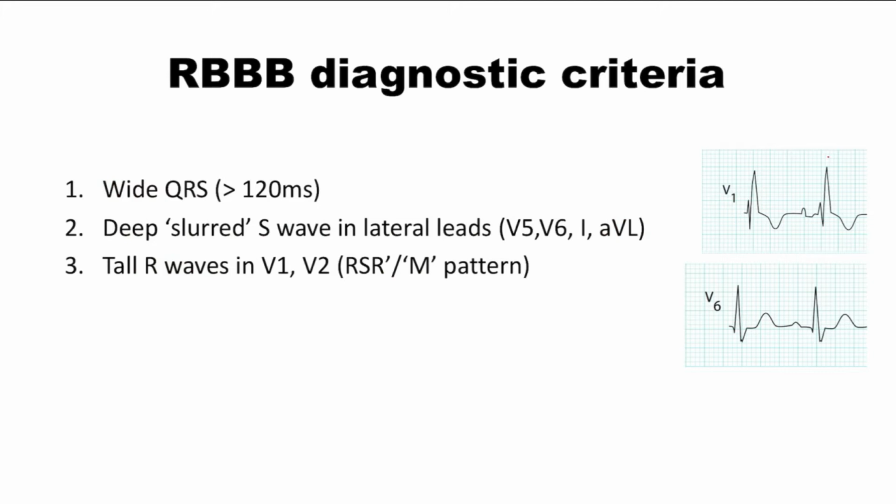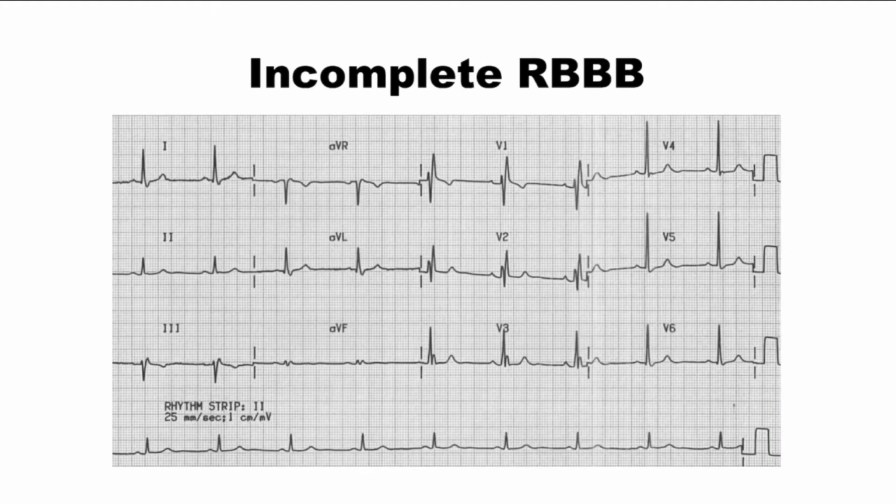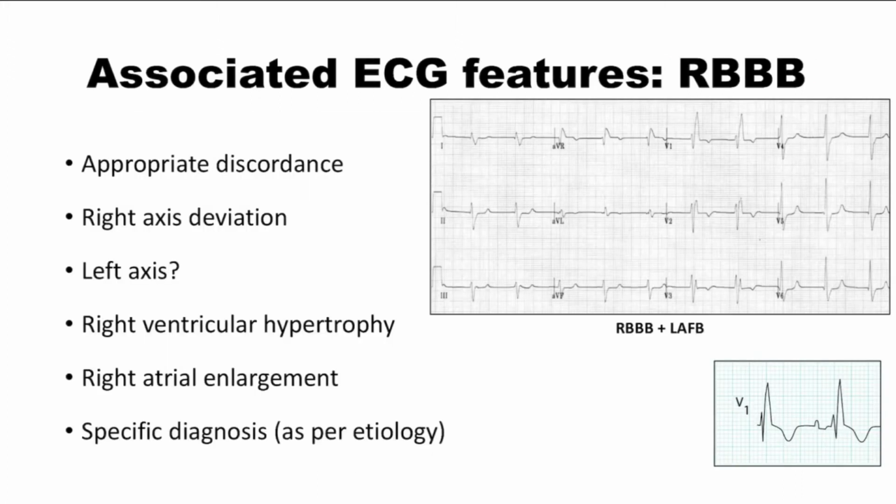As you can see in this ECG, there is an M pattern here, or also called as the RSR dash, because there is an initial R, then there is an S, and then again there is an R, so you denote as an R dash or R prime. There is a deep and wide S wave in the lateral leads V5, V6. There is a term called an incomplete RBBB. The only difference here is that the QRS complexes are less than 120 milliseconds, but rest of the criteria are met.